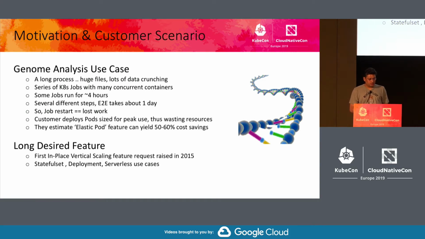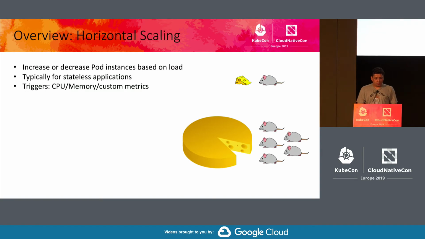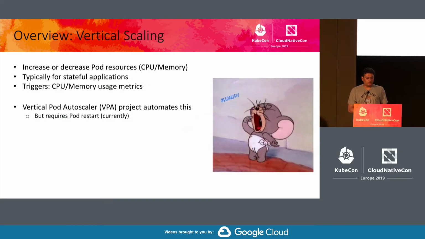Besides that, this has been a very long desired feature. The first issue requesting this feature was raised 4 years ago, so it's been a while. Horizontal scaling, as many of you already know, is the bigger the load, the more pods you need. Smaller the load, you reduce the pods. Kubernetes supports this already.